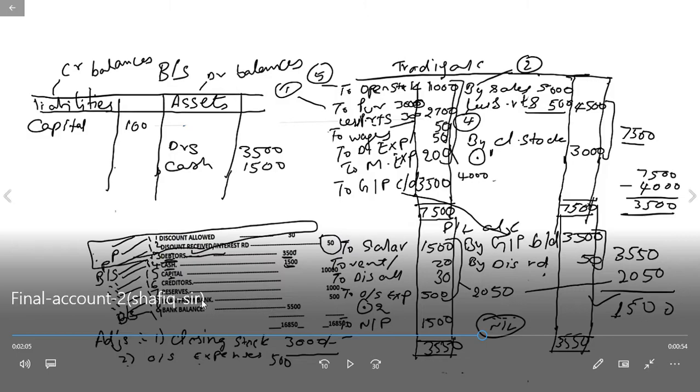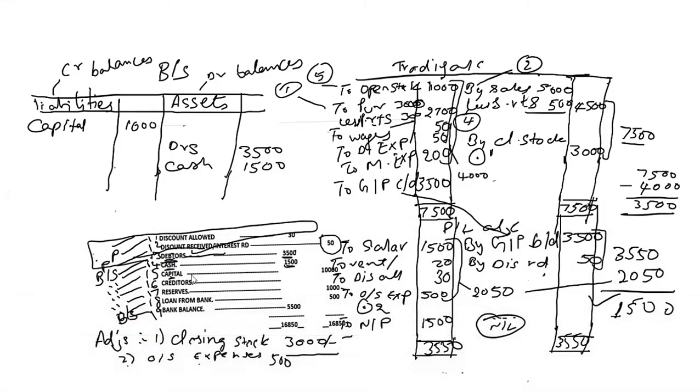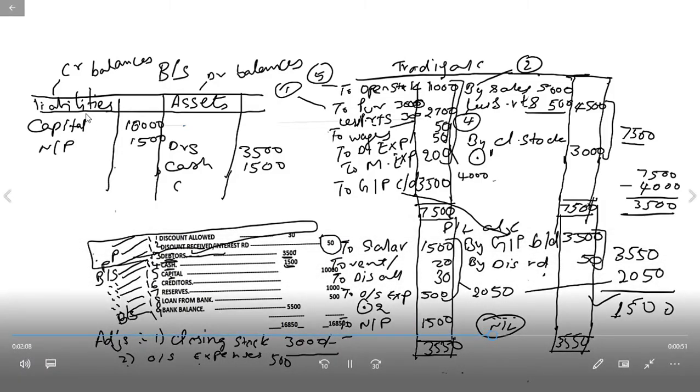So from the trial balance, the balance sheet items have to be blindly shifted: debit balances to the asset side, credit balances to the liability side. Capital is a credit balance and this net profit is also a sort of credit balance. As such, it will be shifted to the balance sheet liability side. Next, creditors, I have not given any amount here. That's the reason I have not written it here. If it was there, I would have written the same amount.